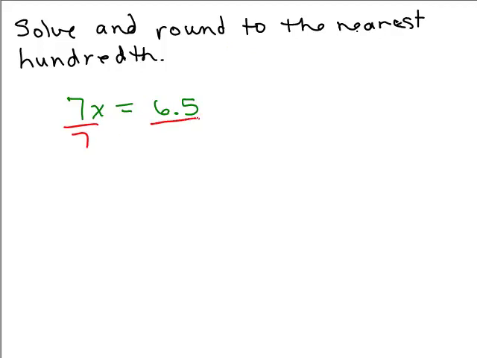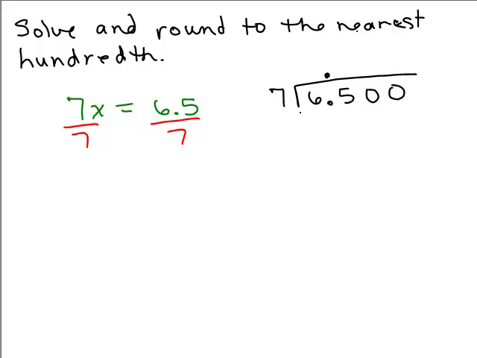I'm going to have to divide both sides by 7. To do this, we need to do some division over here. So we're going to do 7 into 6.5. But notice we're going to have to round to the nearest hundredth, and that's because 7 doesn't go in evenly into this number. So we're going to have to put some zeros out here so there are 3 places after the decimal point so that we can round to the nearest hundredth.